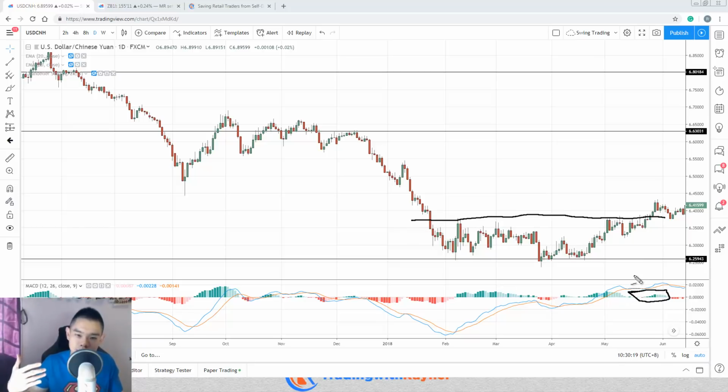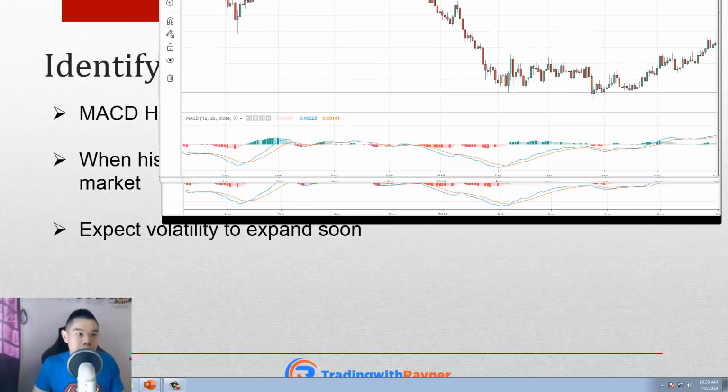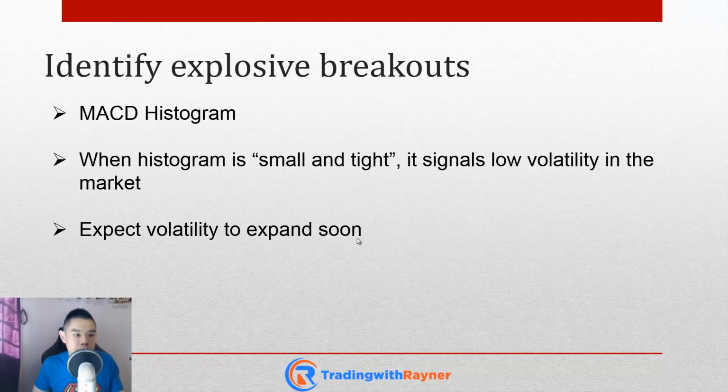Well, when volatility of the market is low, when it's approaching a key market structure like support or resistance, in this case resistance, get ready for fireworks. So yeah, I think you get my point. Let's move on. So expect volatility to expand soon.